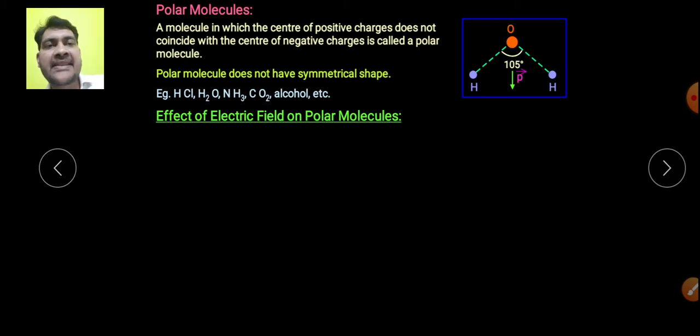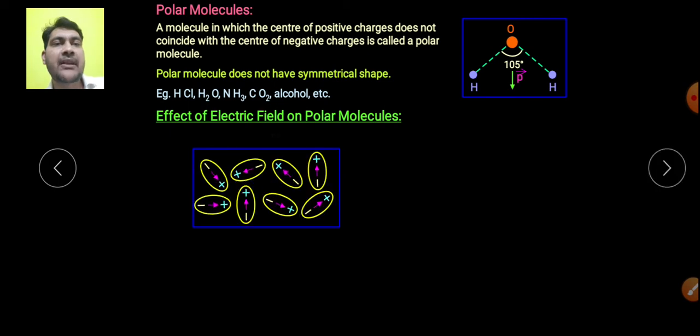Now, what happens when polar molecules are put in an electric field? Suppose polar molecules are placed in an external electric field. Suppose these are the polar molecules, say a solution containing HCl molecules, present in a region where there is no electric field. Initially, there is no electric field.